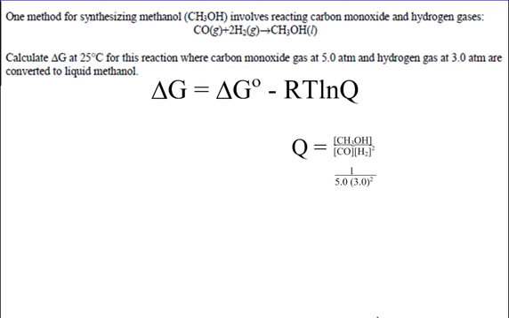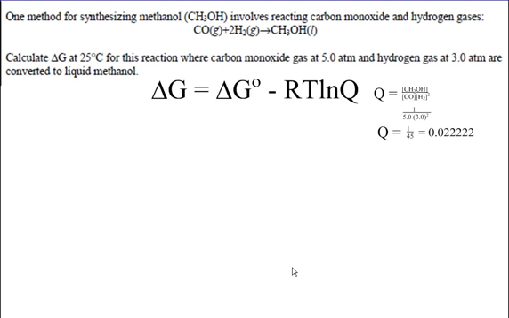Now Q is a naked number. It has no units, so I'm going to leave them off when I do this calculation. 3 squared is 9. 9 times 5 is 45. So we're looking at 1 over 45. Or as a decimal, it comes out to be 0.0222222222222. All right, so now we have a value for Q.